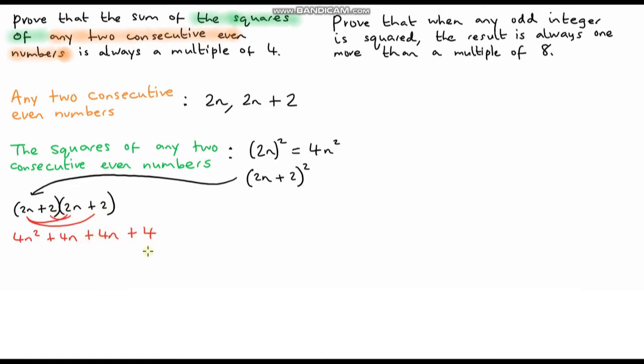And we can simplify this just before we go any further. So we can combine like terms. So it's going to be 4n squared. And then if we add these two terms together, we get plus 8n, and then we've got plus 4.